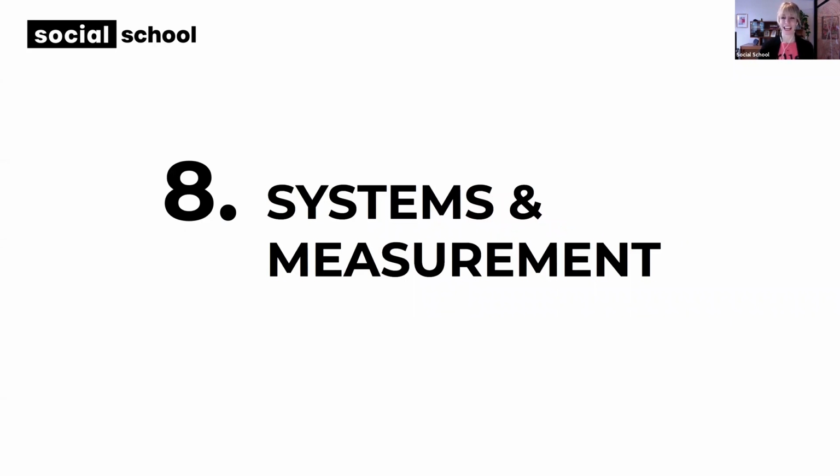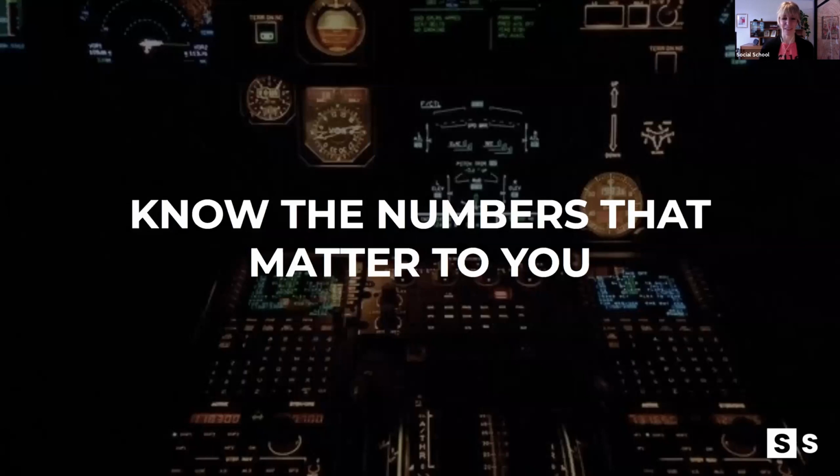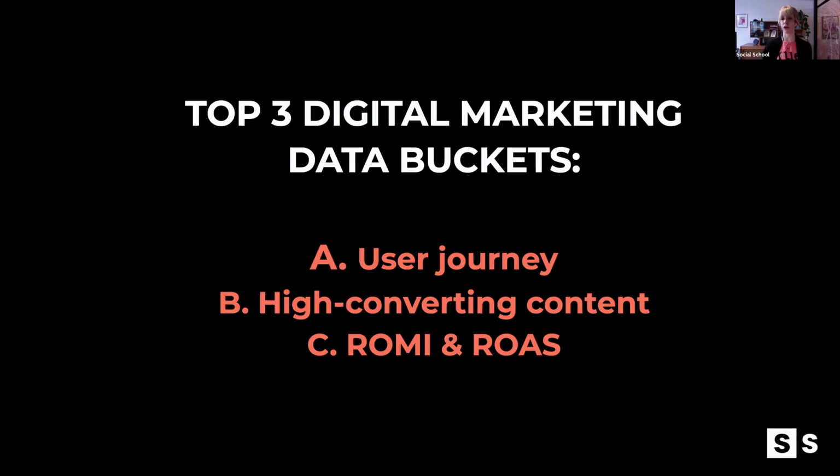Finally, systems and measurement. Here we go. So we know the numbers that matter to us when we're paying attention to, of course, our front-end marketing, and then the back-end stats that we're trying to benchmark and grow. And this can be specific to our website. It can be specific to just social, but ideally it's deeper than that, and it incorporates the entire user journey. What content is converting really well, both paid and organic?